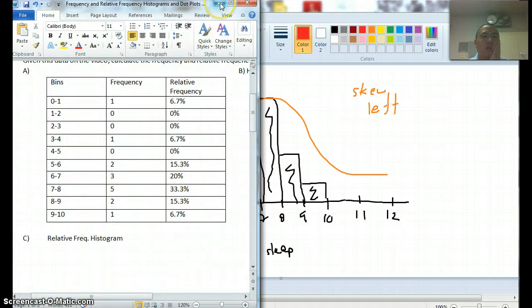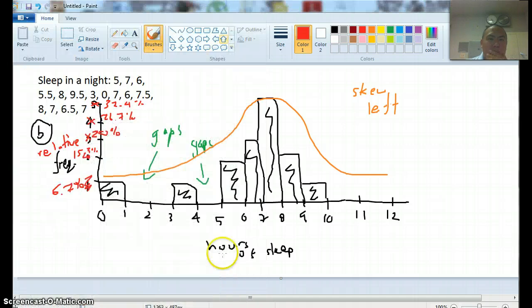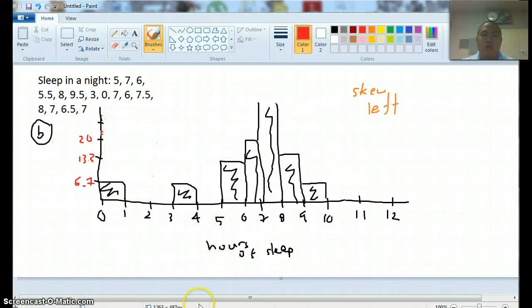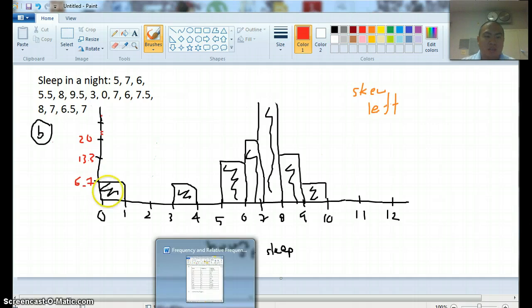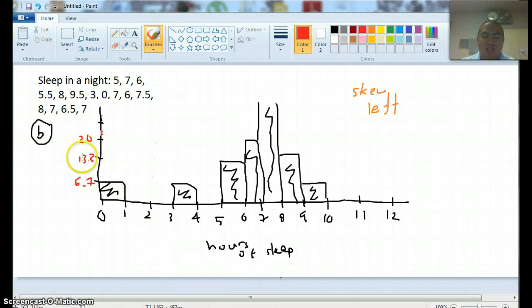Okay, so let's see, what else can we do here? The last thing we want to do is a dot plot. So let me pause this video. Alright, real quickly, I realized I made a mistake. It should be 13.3%, not 15.4. I don't know where that came from. One more thing I want to talk about is from here to here. We can talk about percentages too. If I'm talking from here, as in people that get less than 7 hours of sleep, you can add 20% plus 13.3% plus 6.7 plus 6.7, and that gives you a percentile.